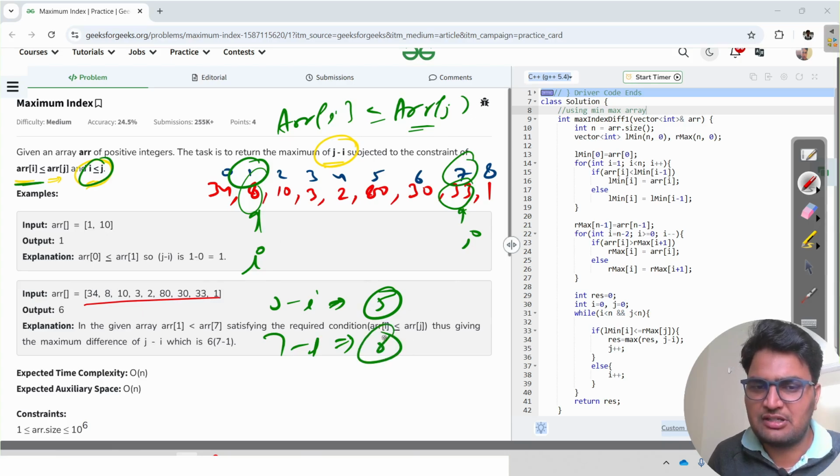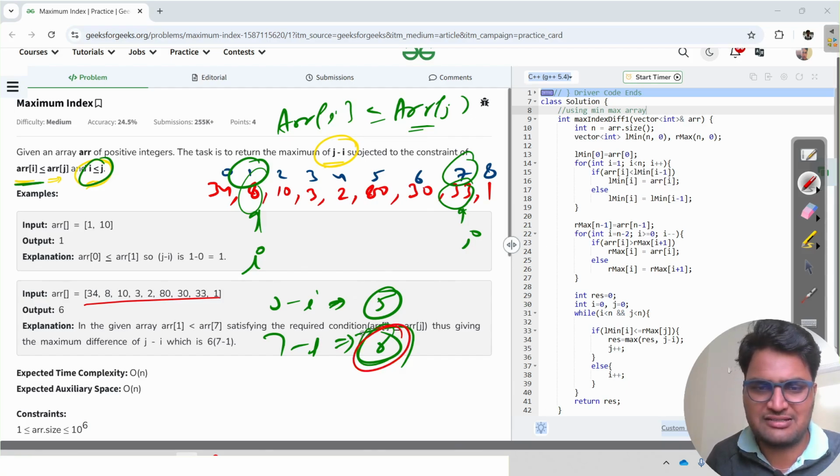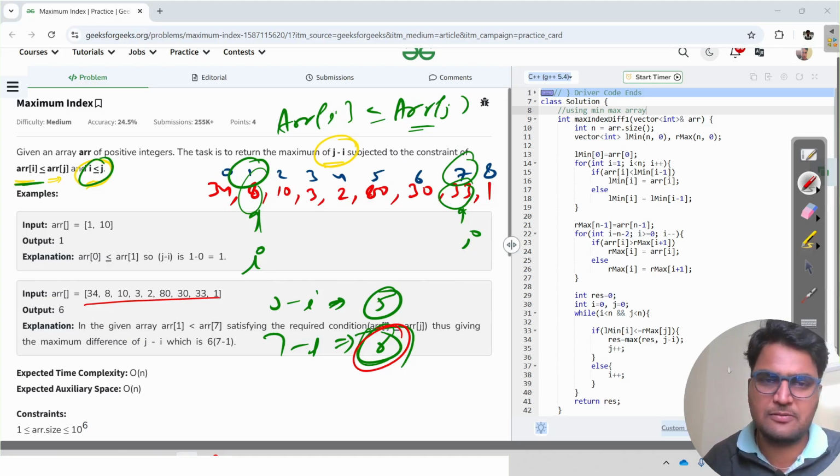6 is the maximum. So in this array, if we find j minus i, that would be 6, which fulfills both the conditions: ARR of i is less than or equal to ARR of j, and i is less than or equal to j. So this is the answer, 6. So this is the question. I hope you understood this one. I have explained with this given example also, right?